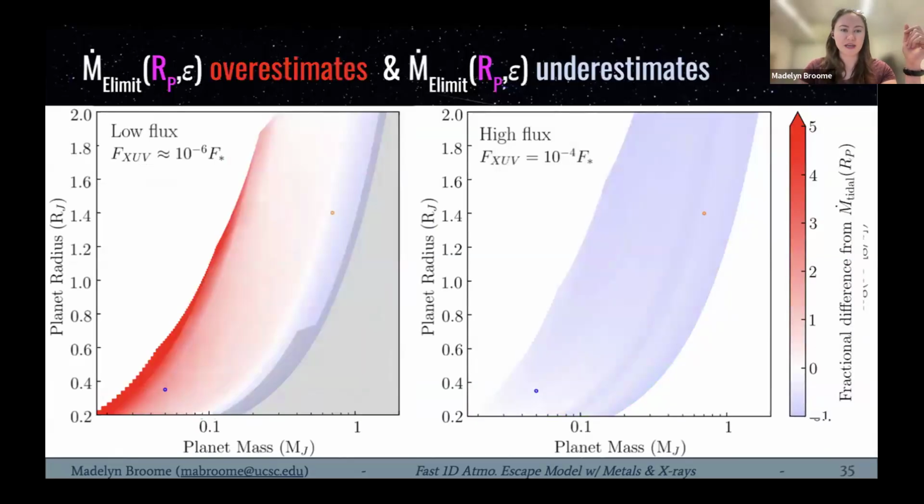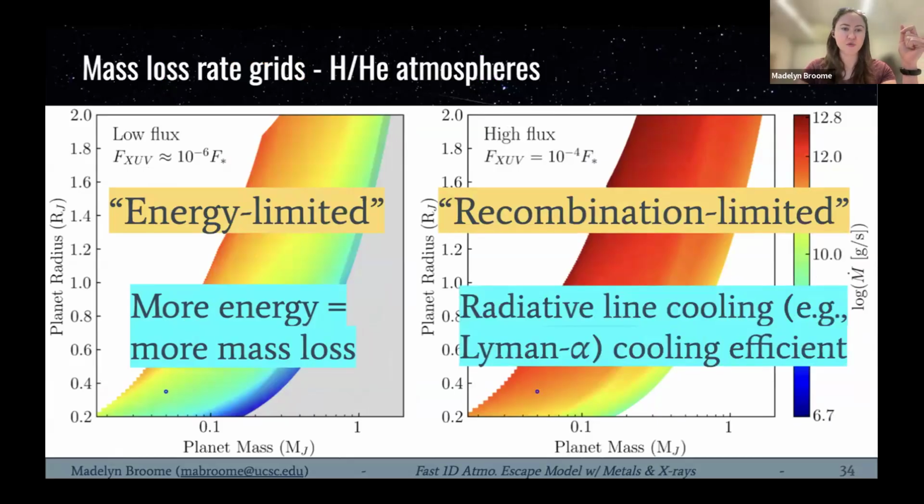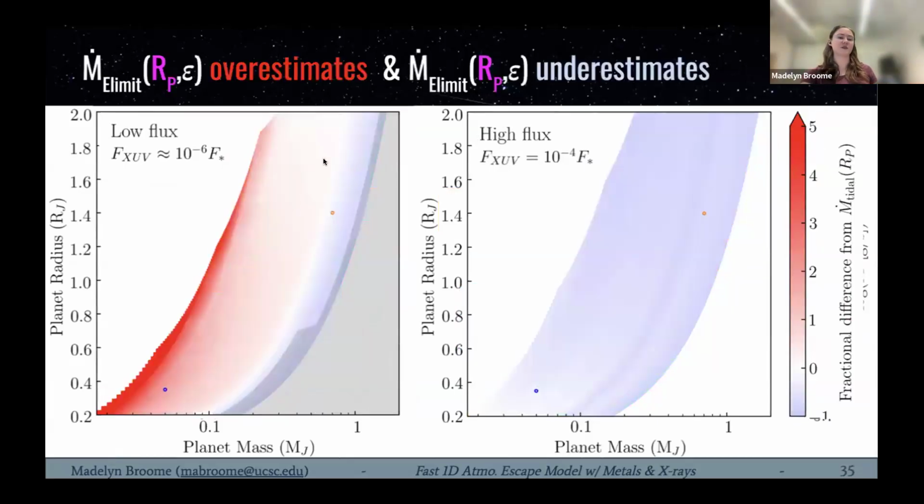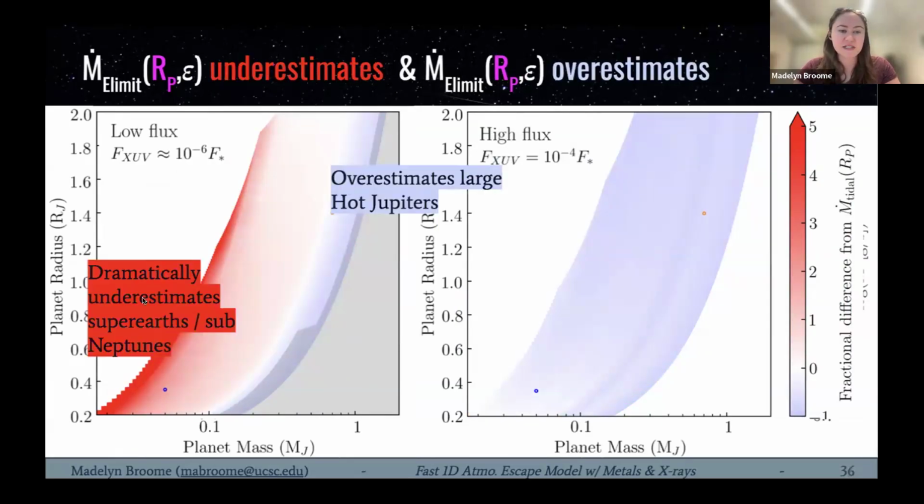So in the energy limited case, if we compare these values to the energy limited mass loss, let's look on the left first and note that red is when the energy limited mass loss rate overestimates the actual calculated mass loss rate, and blue is when it underestimates. And we see in the low flux case that indeed, energy limited mass loss is going to dramatically underestimate the mass loss rates for super Earths and sub-Neptunes, where this here is a Neptune-sized planet, and our little orange dot here is HD 209. And it's going to overestimate by a little bit for very large hot Jupiters, though for typical hot Jupiters like HD 209, it's a pretty decent estimate.